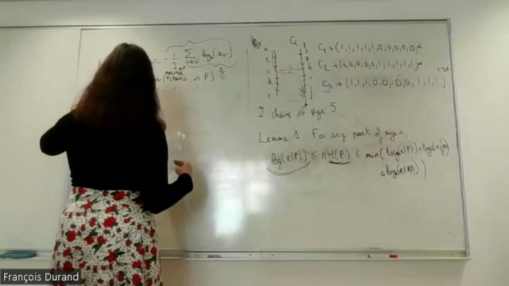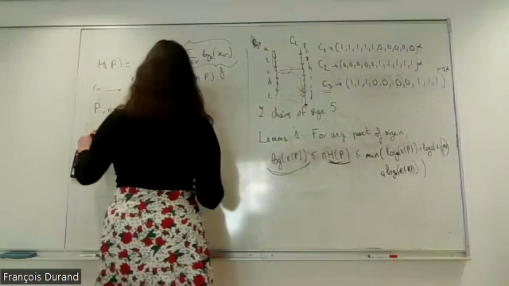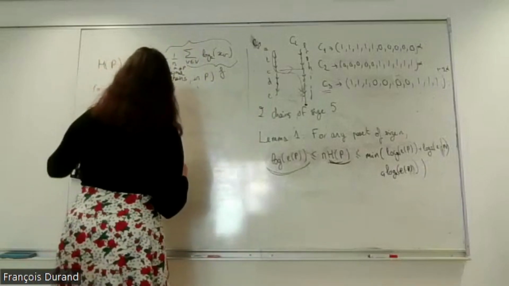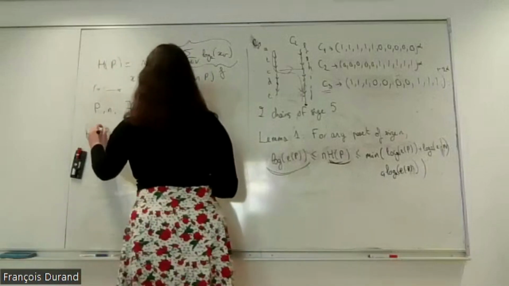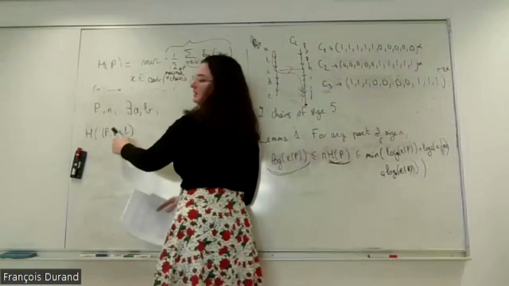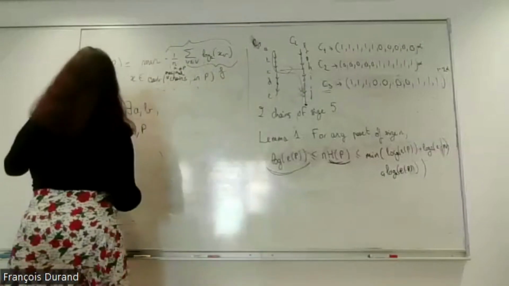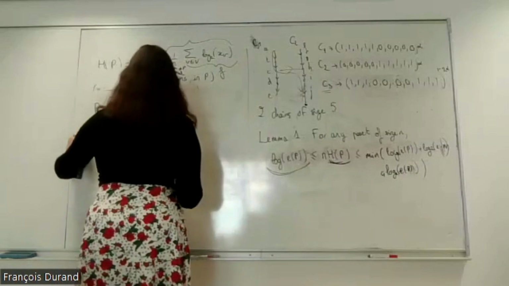for any poset P of size n, there are A and B such that H of P... So this notation, P with A smaller than B, is just that to P you added this relation, okay? Here you take the max of H of P.